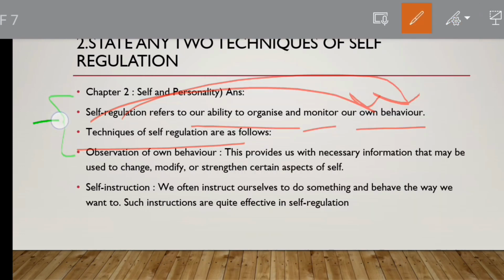This consists of 1 mark. Observation of our own behavior: this provides us with necessary information that may be used to change, modify or strengthen certain aspects of self.